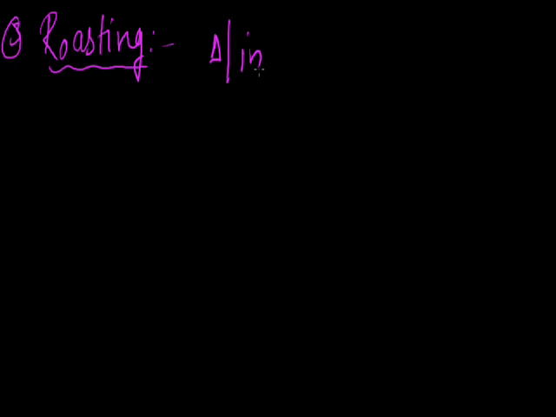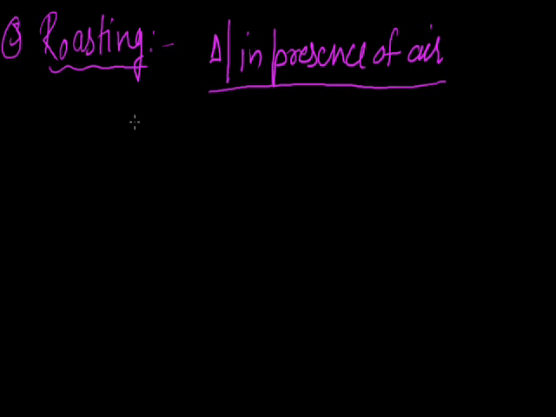Step three, that is roasting. Roasting is heating in presence of air. As we know, this is sulfide ore and we use sulfide roasting for sulfide ores. Because sulfide ore doesn't contain oxygen, we introduce oxygen by air. So roasting is done in case of copper pyrite, and this is done in a reverberatory furnace.